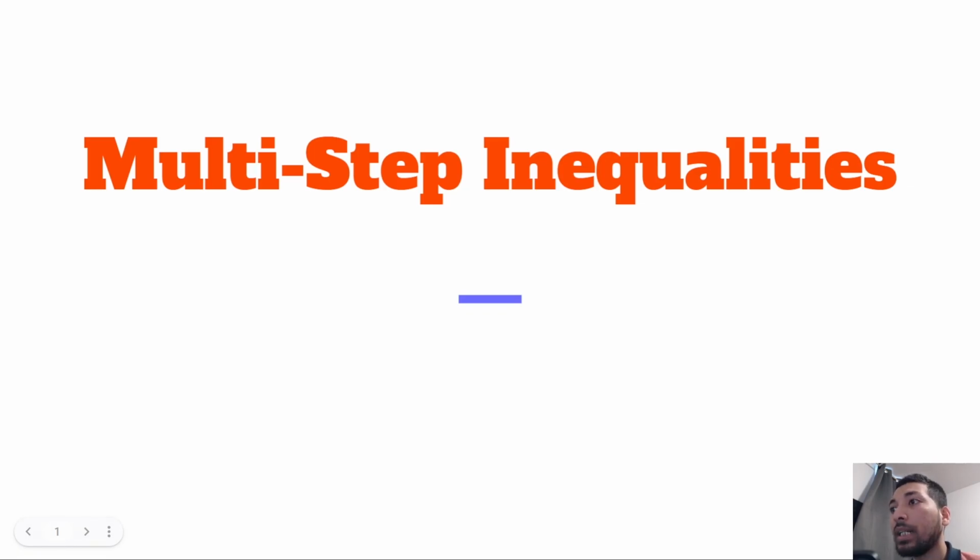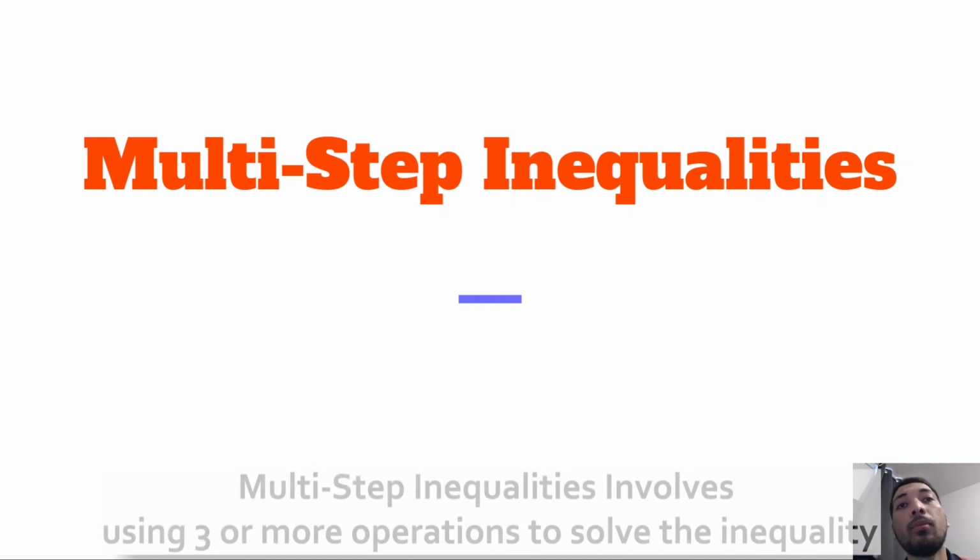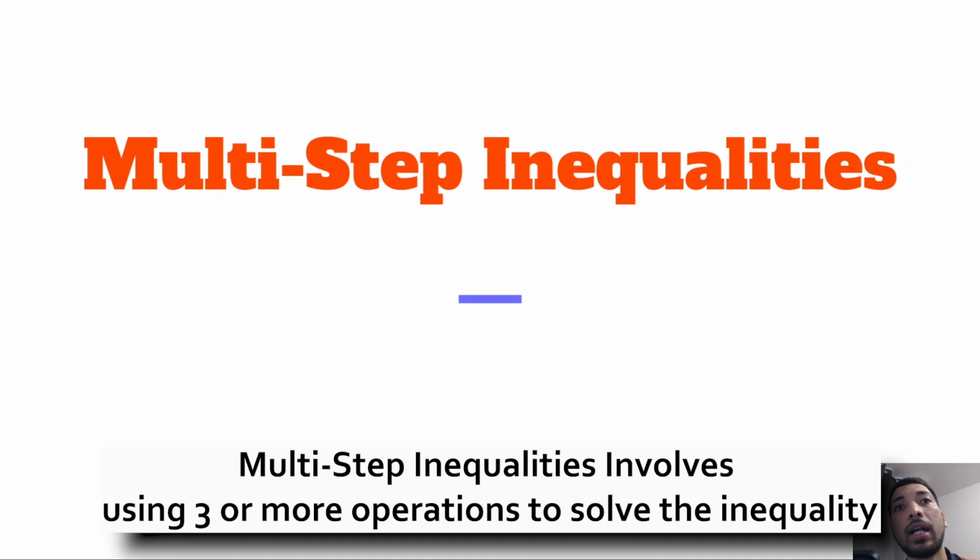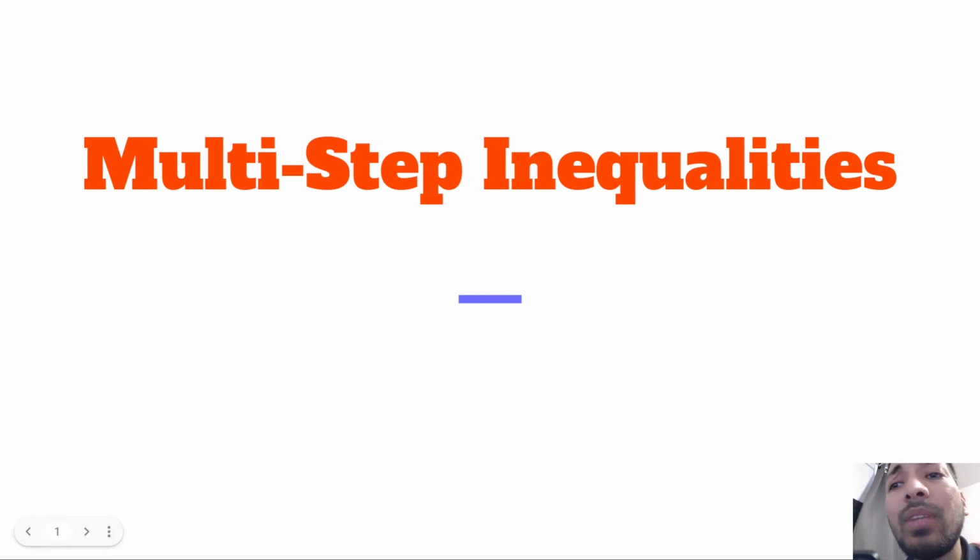Now, let's start. Solving multi-step inequalities involves a sequence of operations to isolate the variable. The key strategies still remain the same. We just need to use 3 or more operations to solve for the variable. Let's see how we can apply the strategies over here.